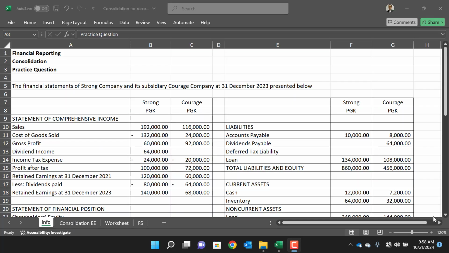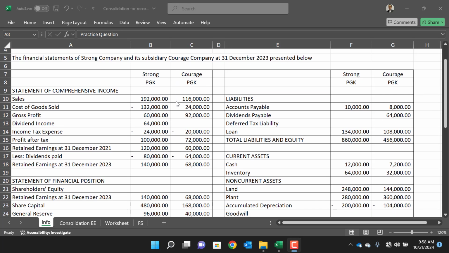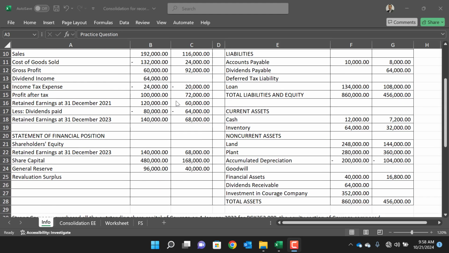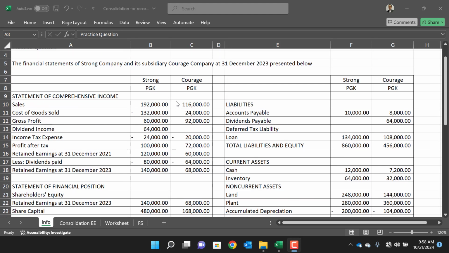Alright, so welcome to the recorded tutorial session for consolidation. As you can see on my screen, I have the statement of comprehensive income and financial position of Strong and Courage Company. This is a sample problem for consolidation that you can use as a guide when you wish to prepare consolidated statements.